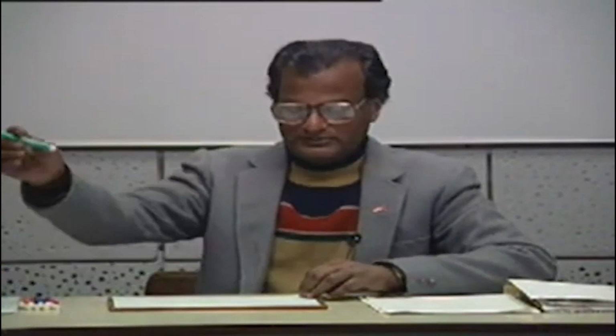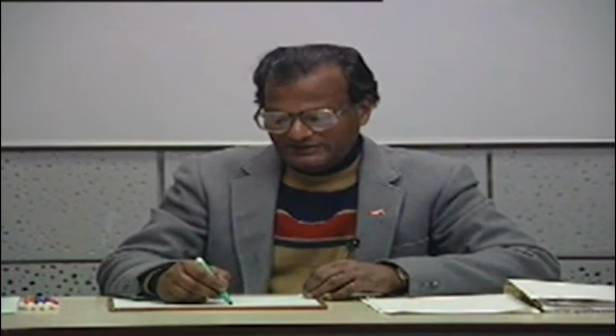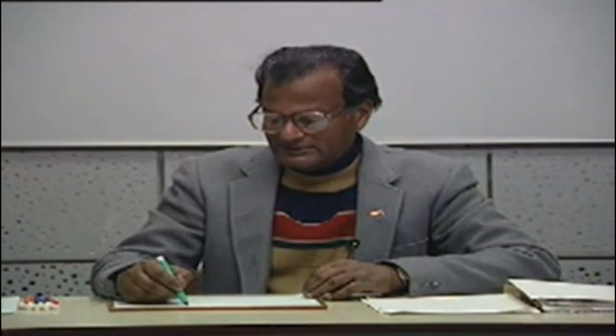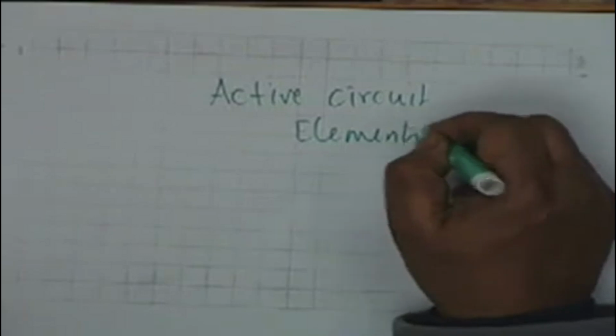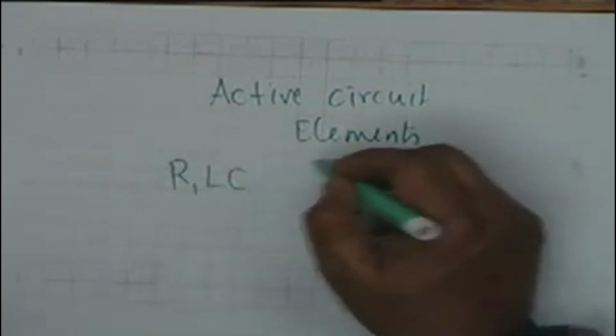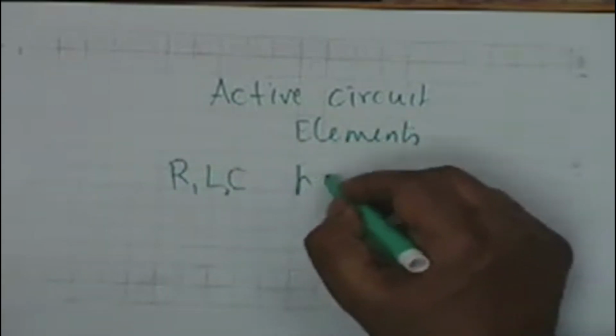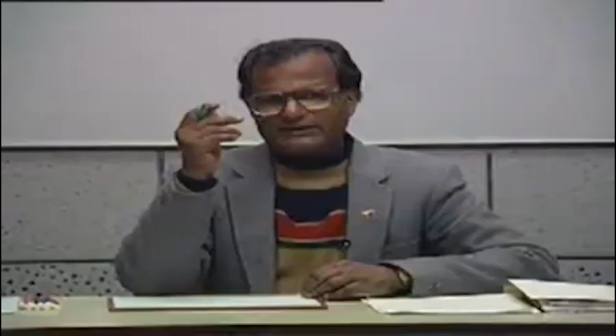After introducing these three elements and their energy relationship, let us look at some active circuit elements. The three elements R, L and C are called passive because they cannot generate energy. A resistance can only dissipate energy, it cannot store or generate.